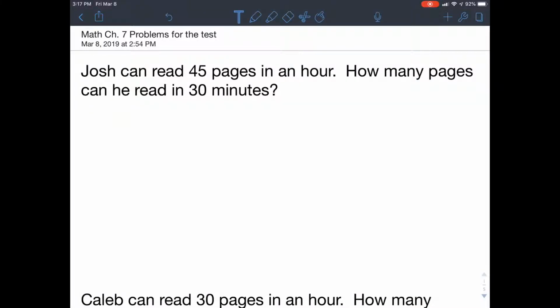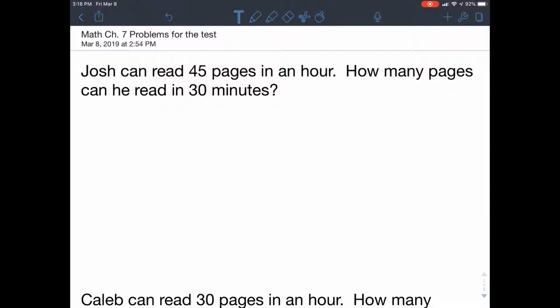Here are some extra problems from Chapter 7. We did some problems like this in class to get ready for the test. In this video, I'm showing you the problems without variables and then showing them to you with variables so you can see how it changes what you have to do and how it changes the answer that you will expect to get. So let's look at this first one.